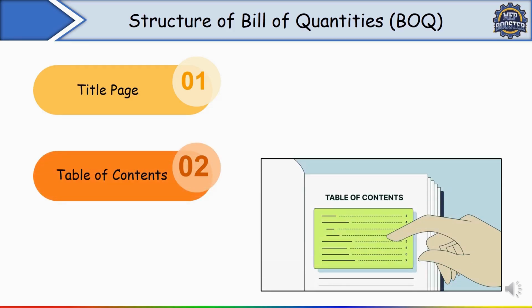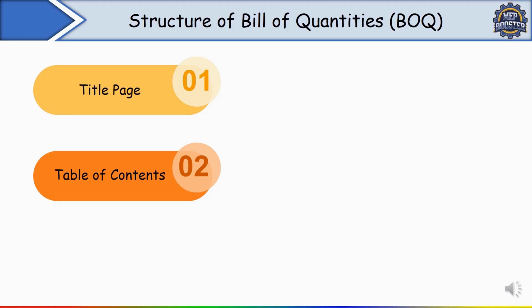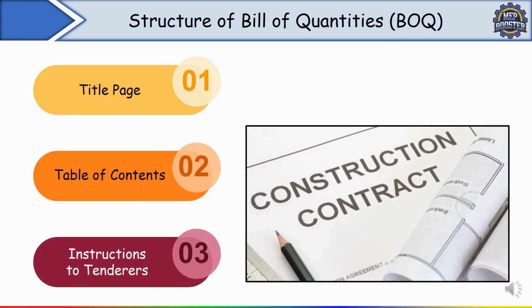Next we have a table of contents. Here is a detailed table of contents listing all sections and subsections of the BOQ. Next is instruction to tenderers. Here we have to show the guideline on how to interpret the BOQ, then instructions for submittal of bids, and terms and conditions related to pricing, measurement and payment. Those things you have to show here.